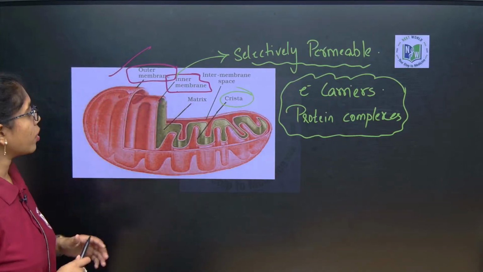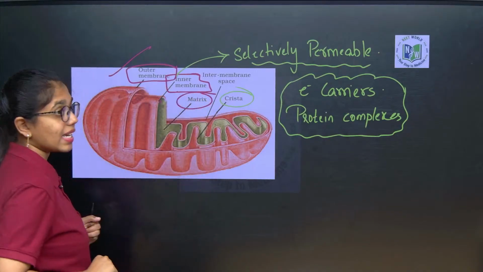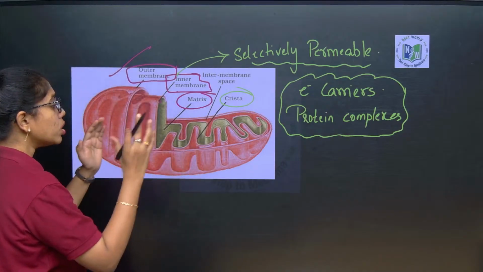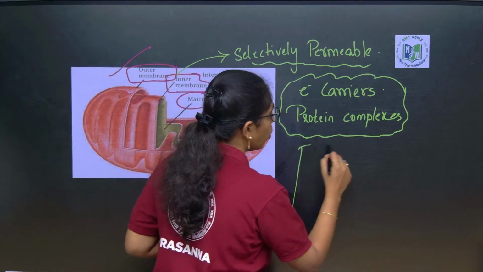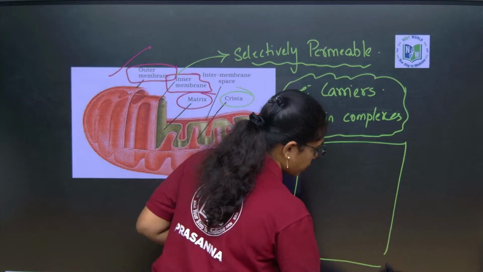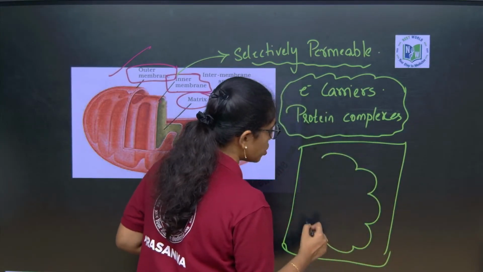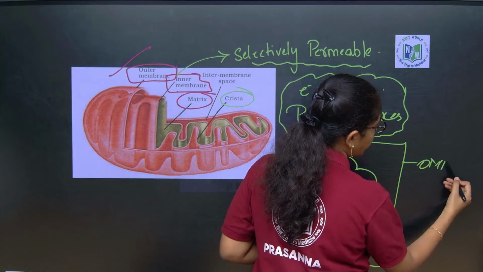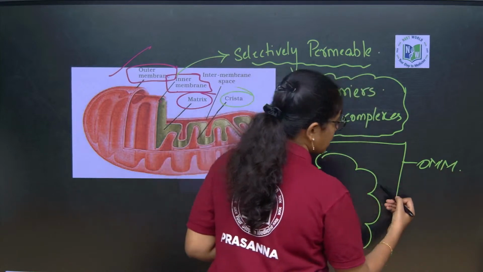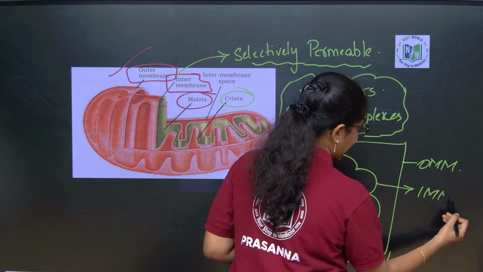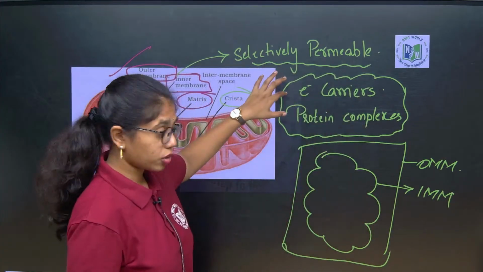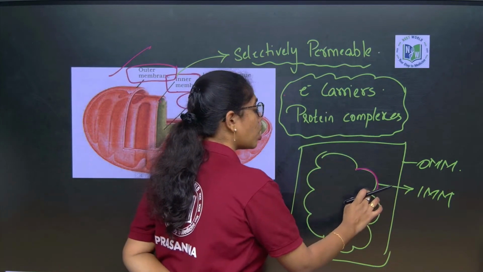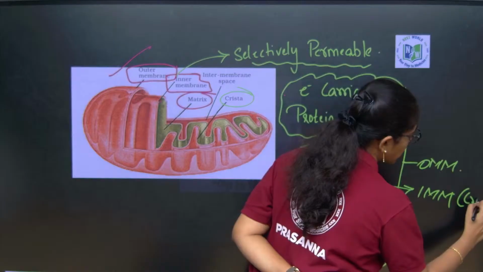Then inside the mitochondrial matrix you can find 70S ribosomes and double stranded circular DNA. Most importantly, you have to know the locations of aerobic respiration as well, beta. Consider this as the outer mitochondrial membrane, where the membrane is easily permeable, and this as the inner mitochondrial membrane, which is selectively permeable with electron carriers and protein complexes. And these infoldings of the inner mitochondrial membrane are called cristae.